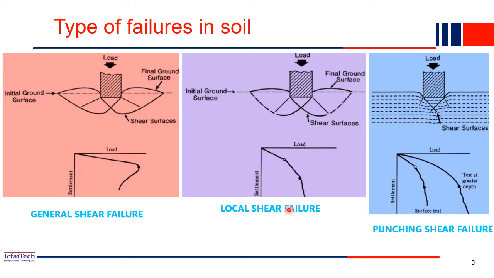So this is the local shear failure, and you can see the graph also, settlement versus load. Gradually the failure occurred. So here you can see sudden failure occurred in the general shear failure, but in the local shear failure you can see a different failure pattern. You will see the failure happen gradually. So this is the local shear failure.